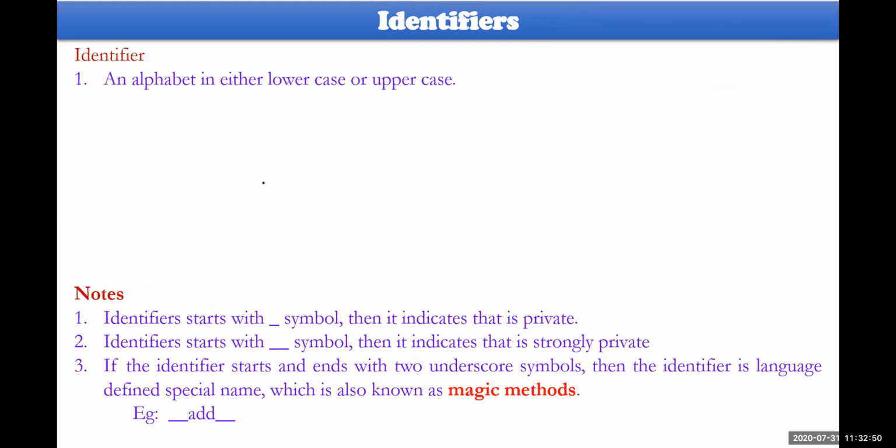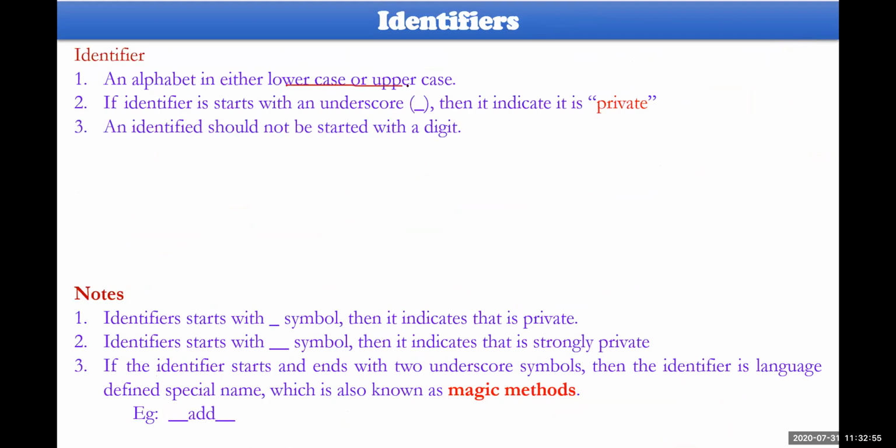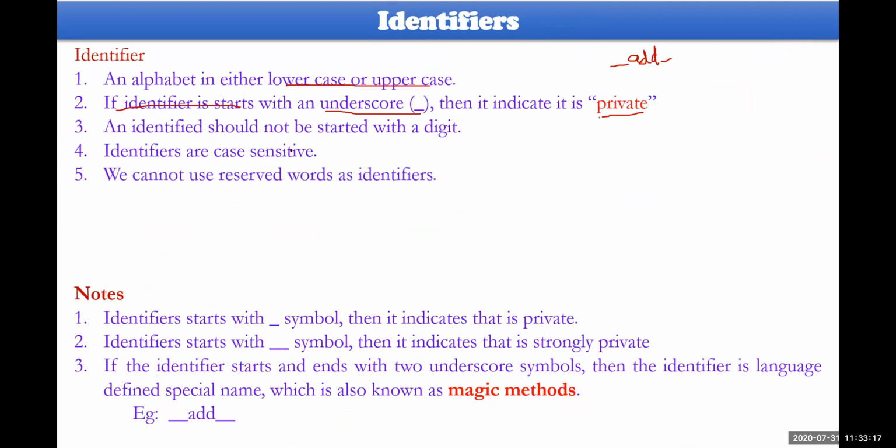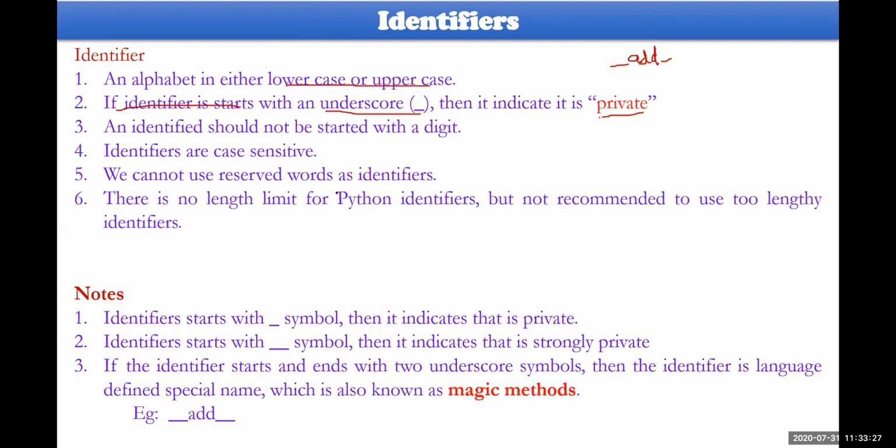Identifiers will always be lowercase or uppercase characters, and if an identifier starts with a single underscore, something like underscore add, then this is called private. An identifier should not start with a digit. We know very well about this one. These are case sensitive. It's also known to us. An identifier cannot be a reserved word. Reserved words cannot be taken as names of identifiers. It is also known to us.